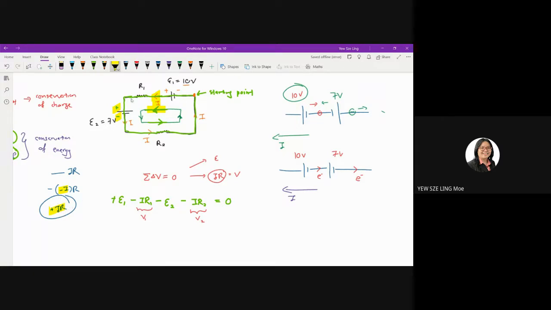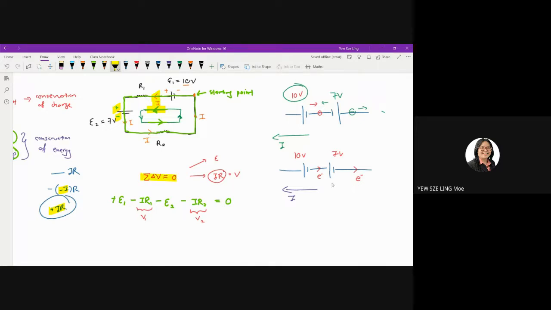Even though it is still a potential drop, we write it as a positive IR, because the way you draw the loop, the way we form the equation, is slightly different from the actual direction. So there is no problem. Even though it is called a potential drop, when the orange I and our loop are in opposite directions, we write it as a positive value. Right? So that's it. And that is how we use the equation summation of V equals to 0.